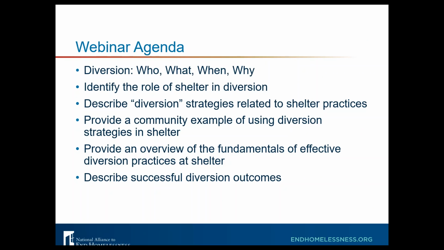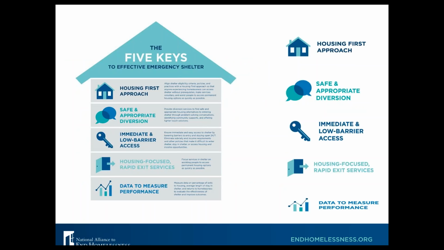there we go. So the five key elements to effective emergency shelter practices are the following: having a housing-first approach, practicing safe and appropriate diversion, ensuring that your shelter provides immediate and low barrier access. And today we will be focusing on the safe and appropriate diversion, making sure your shelter is housing focused with rapid exits to housing services, and using your data to measure your shelter's effectiveness and make shelter design decisions. Feel free to download this infographic from the webinar on our website.